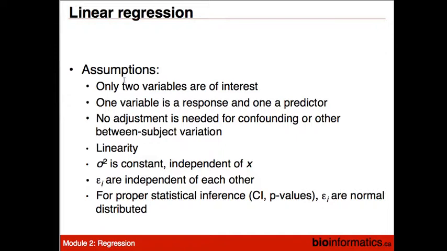So the implicit assumption here is that our whole system only has two variables that are of interest. Of course, there's also errors or noise, but we would like to try to exclude that. One variable is a response and one is a predictor. We don't need to adjust for confounding or other between subject variation, i.e. confounding means if we have two variables that change in the same direction due to a similar effect.